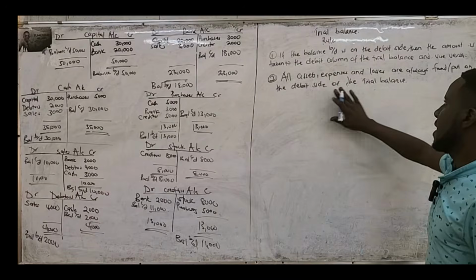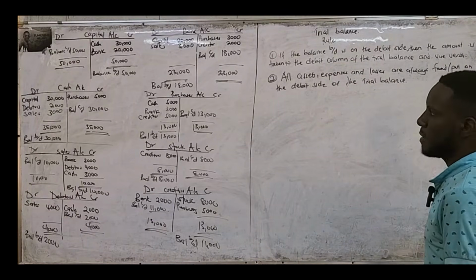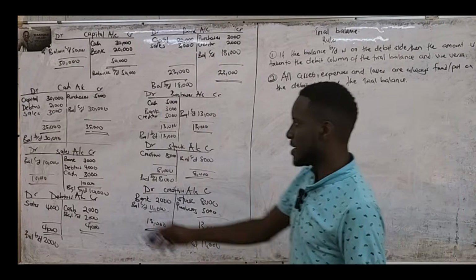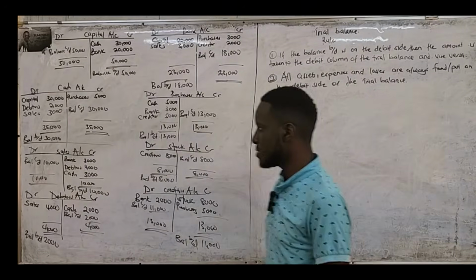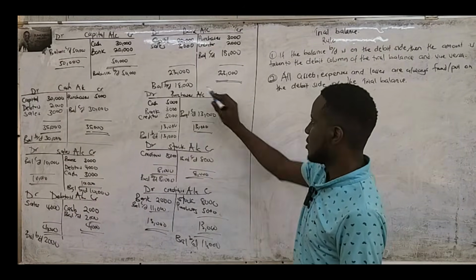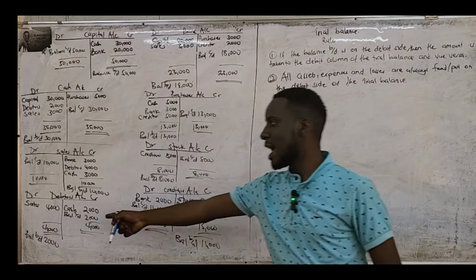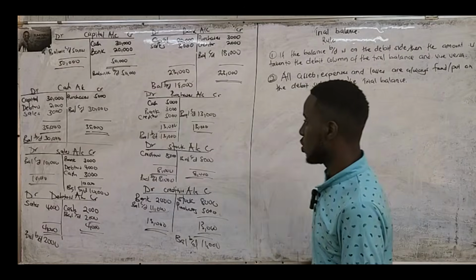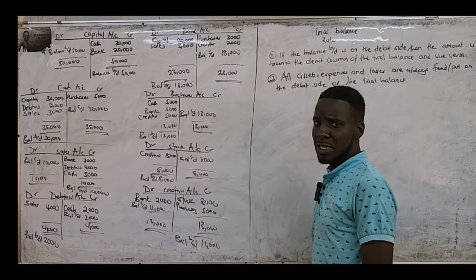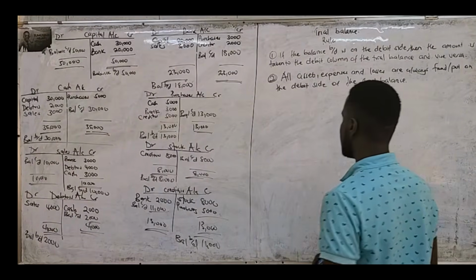All assets, expenses, and losses are always found or put on the debit side of the trial balance. For example, cash is an asset. Do you see the side where it is? The balance brought down, so we take it on the debit side. Bank is an asset. Do you see where it is? We take it on the debit side. Debtors, they are assets. Okay, so we bring them this side. Purchases, these are expenses, of course. So if that comes up, then you know how you're going to place them in the trial balance.